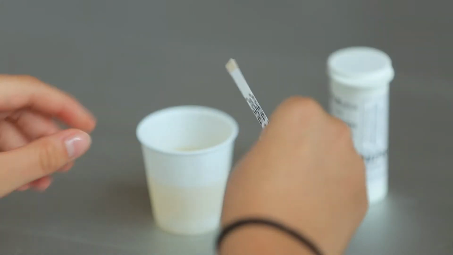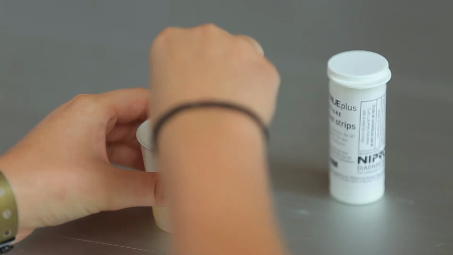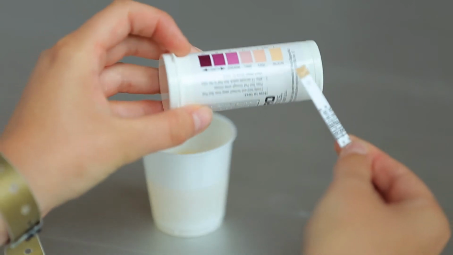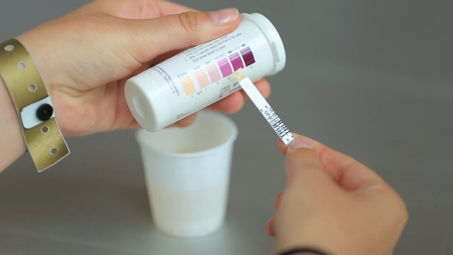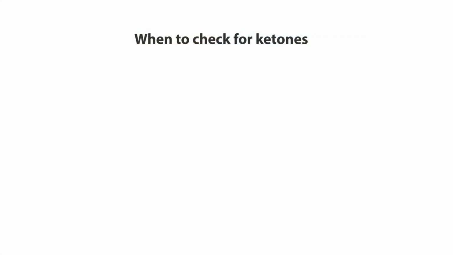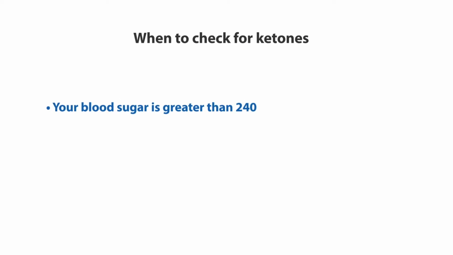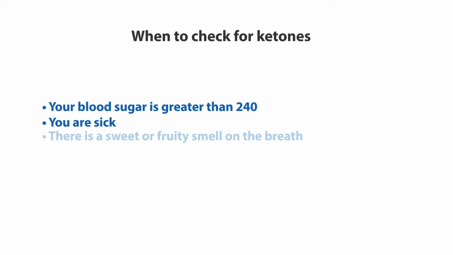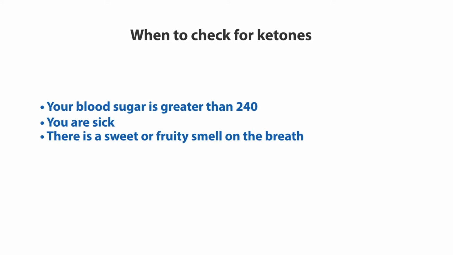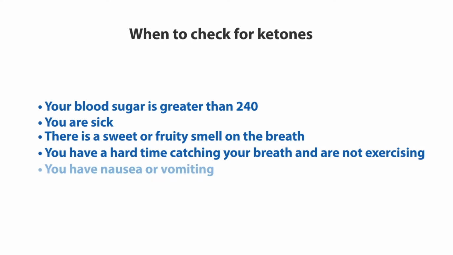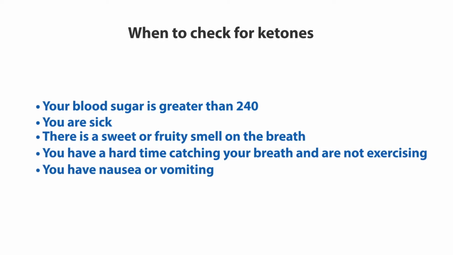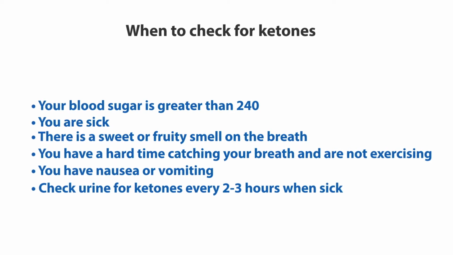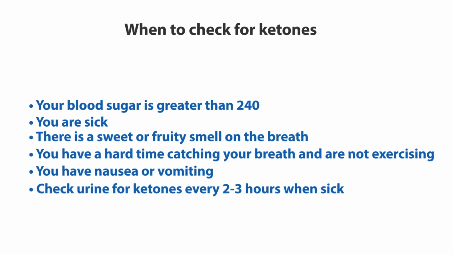You can check your urine for ketones by simply urinating onto a test strip, or urinating in a container and dipping the strip into the urine and comparing it to the side of the bottle. You should check your urine for ketones at any time your blood sugar is greater than 240, anytime you are sick, anytime there is a sweet or fruity smell on the breath, anytime you have a hard time catching your breath and are not exercising, and especially if you have nausea or vomiting. Check urine for ketones every 2 to 3 hours when you're sick, regardless of blood sugar readings.